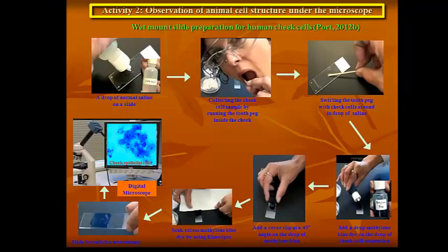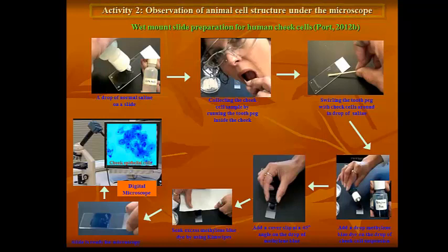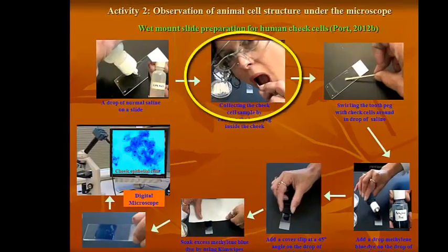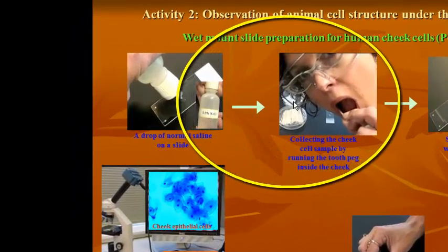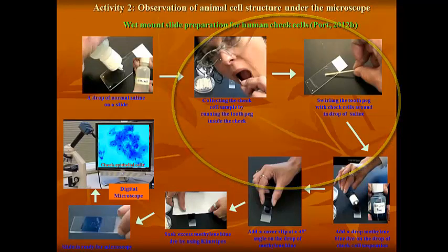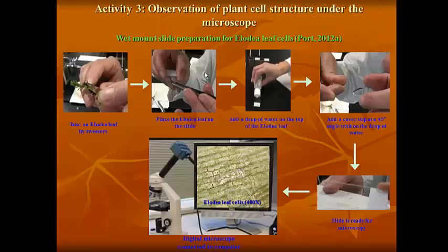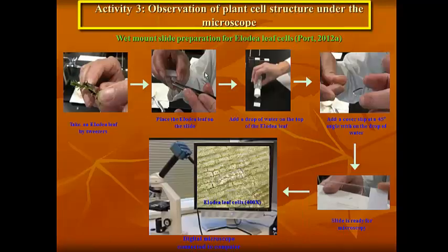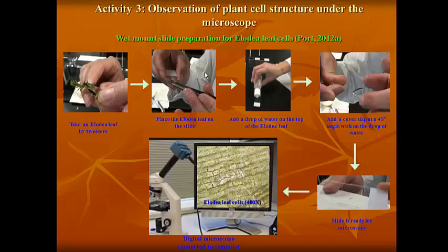Activity 2 basically involves observation of structure of human cheek epithelial cells under the microscope. In this activity, wet mount slide of human cheek cells has been prepared according to the procedure illustrated here, followed by successful observation of different cell parts such as nucleus and cell membrane under the microscope. In Activity 3, wet mount slide of Elodea plant cells has been prepared according to the procedure illustrated here, followed by successful observation of different parts such as chloroplast and cell wall under the microscope.